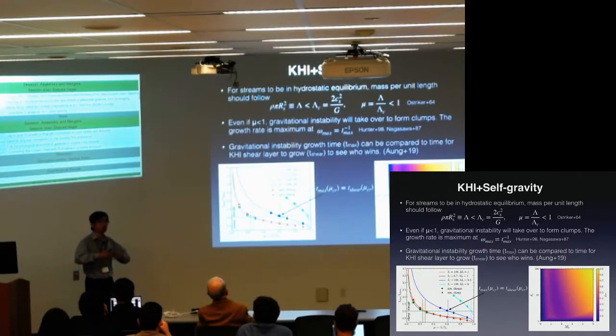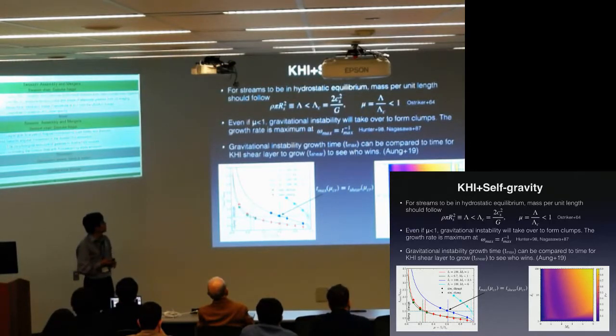This is related to some surface modes when you have a density contrast at the interface of the streams, where gravitational instability can grow. The maximum growth rate of this has been estimated by people like Hunter and Nagasawa.